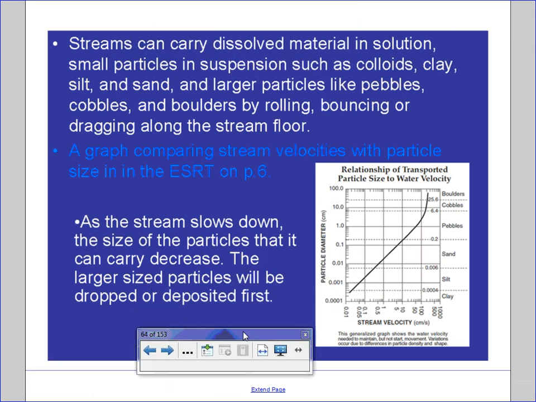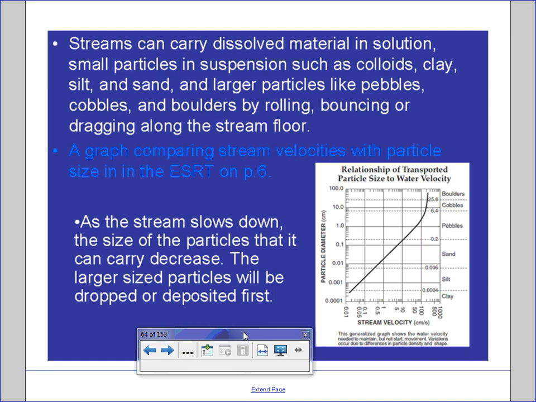This graph on reference table page 6 shows that direct relationship. If you look at the line that I'm coloring red, this is a direct relationship. The faster the stream, the greater the velocity, the greater the size particle or diameter that can be carried. So in order for a stream to move cobbles, boulders, or even large pebbles, the water has to be going faster. Now when the water slows down, it will drop those larger particles. That is called deposition, and the larger size particles will be dropped first.